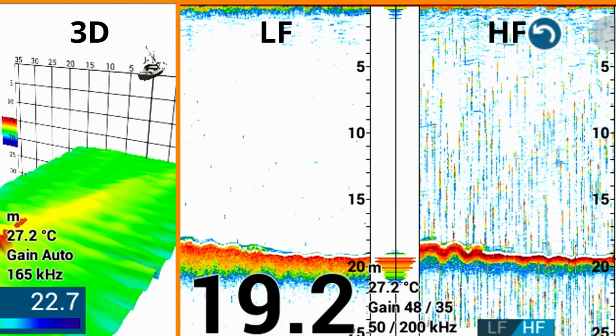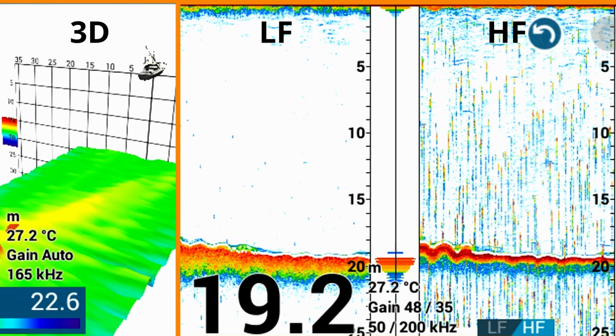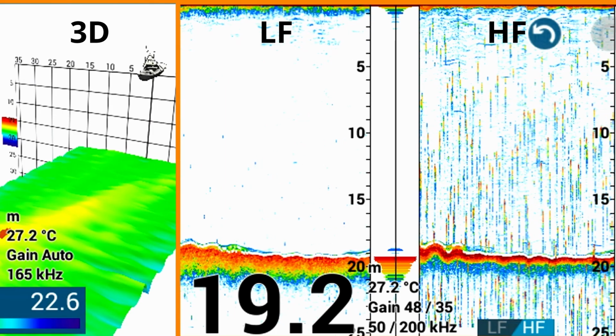This is why I run multiple sonars at once, to try and get the best possible information about what's going on below the boat.